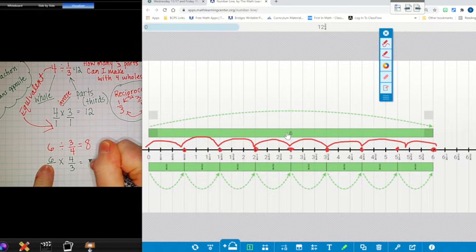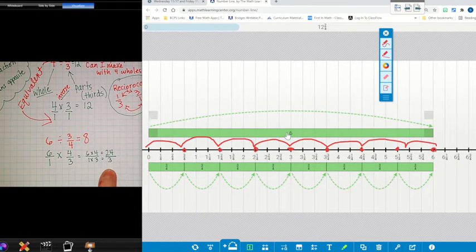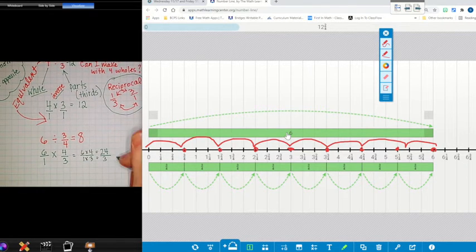Multiply just like you would any other fraction. 6 times 4 is 24. 1 times 3 is 3. And you go, wait a minute, Miss Breen, they're not equivalent. Oh, but they are. How many 3s make a 24? If we simplify this, we get 8. It works. So both strategies are perfectly fine.